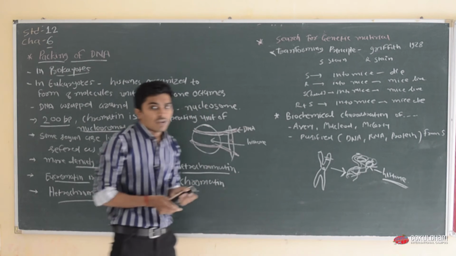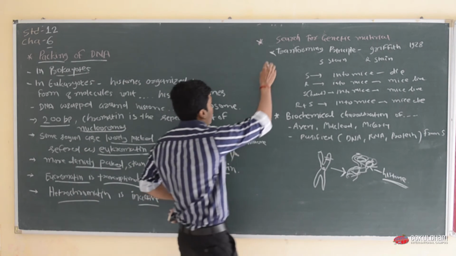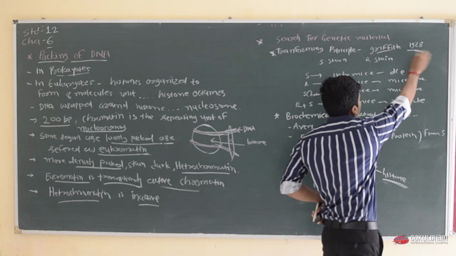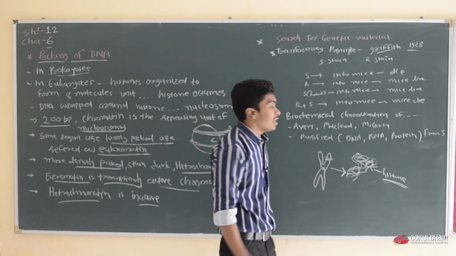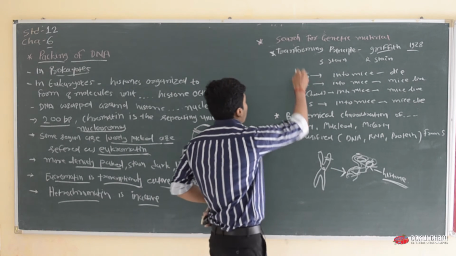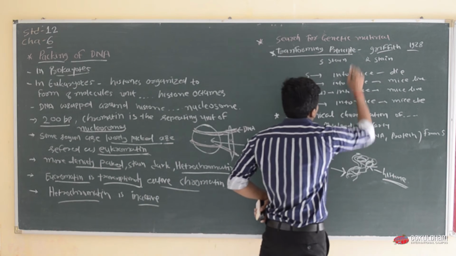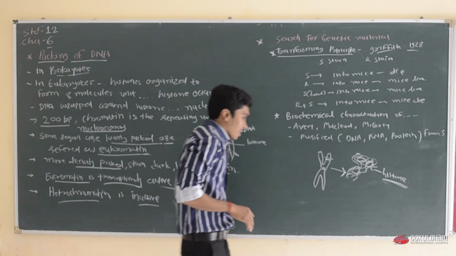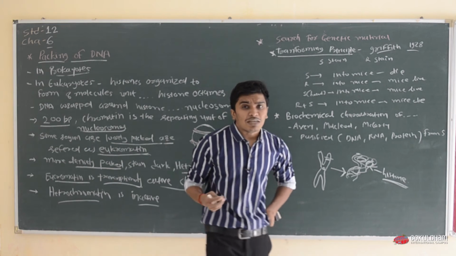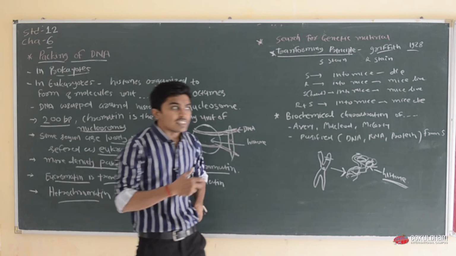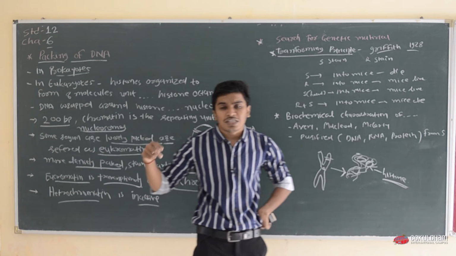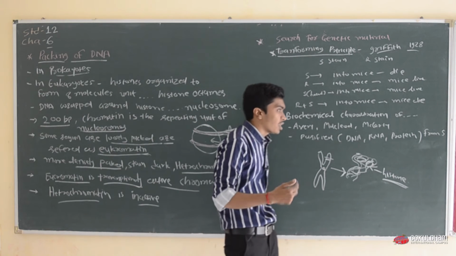The first experiment was conducted by Griffith in 1928. The name of that experiment is the transforming principle. What is that? It is a particular thing which transfers from one offspring to another offspring, from one organism to another organism.